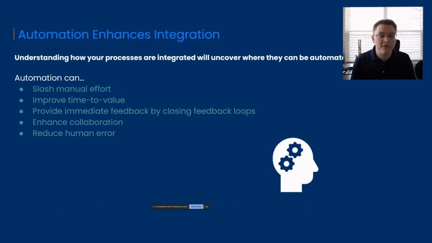Of course, the benefits of automation: you can slash the manual effort required to do things, and improve the time to value by getting things done faster and automatically moving things between the different systems. You can provide immediate feedback across teams by closing those feedback loops. If you have comments or discussions that happen on either side, that can flow back very easily. That enhances the collaboration between the teams as well, and hopefully cuts down on the talk time during your status meetings, because you don't have to go dig up these records and talk about them. You can really focus on just the exceptions rather than always talking about status updates.